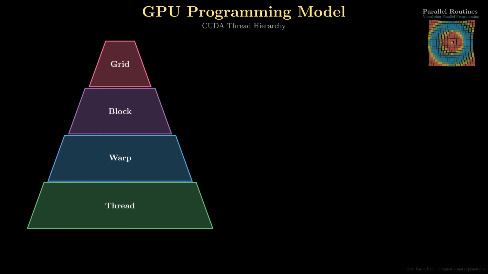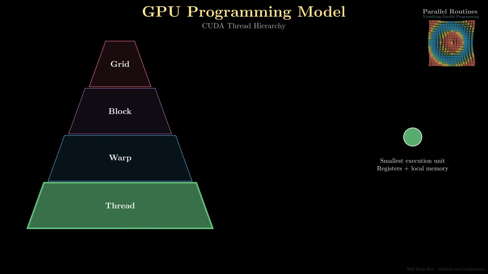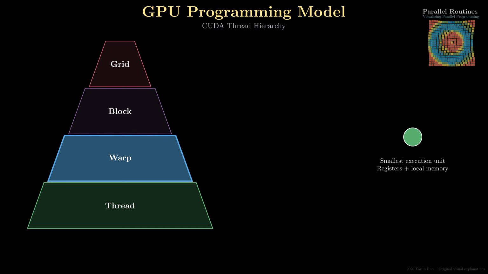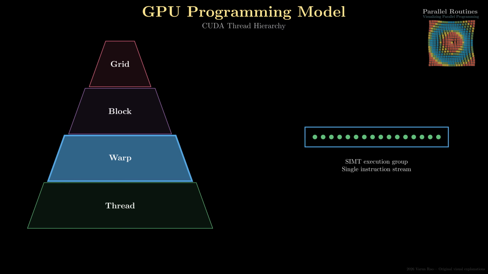In the CUDA programming model, the work is organized into a clear hierarchy: threads, warps, blocks, and grids. A thread is the fundamental unit of execution. Each thread performs a single, defined operation on a portion of the data. A group of 32 threads executes together as a single hardware unit. This unit is called a warp. All threads execute the same instruction at the same time, while operating on different thread indices and data.